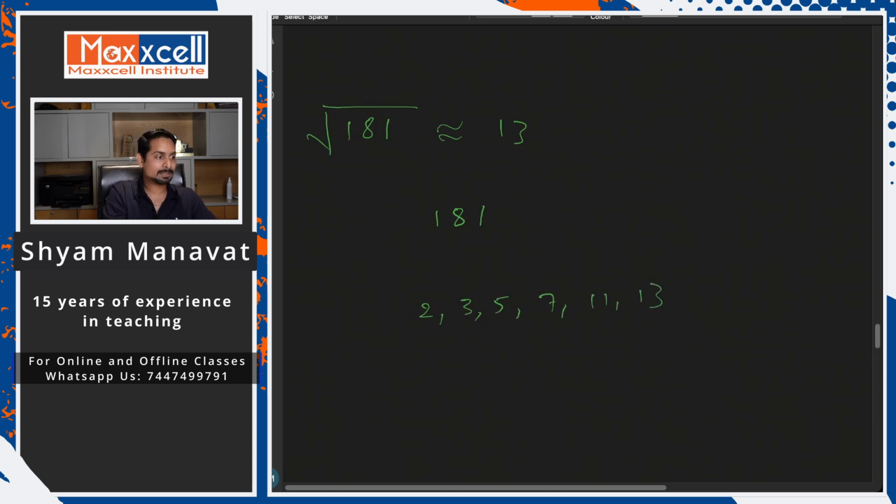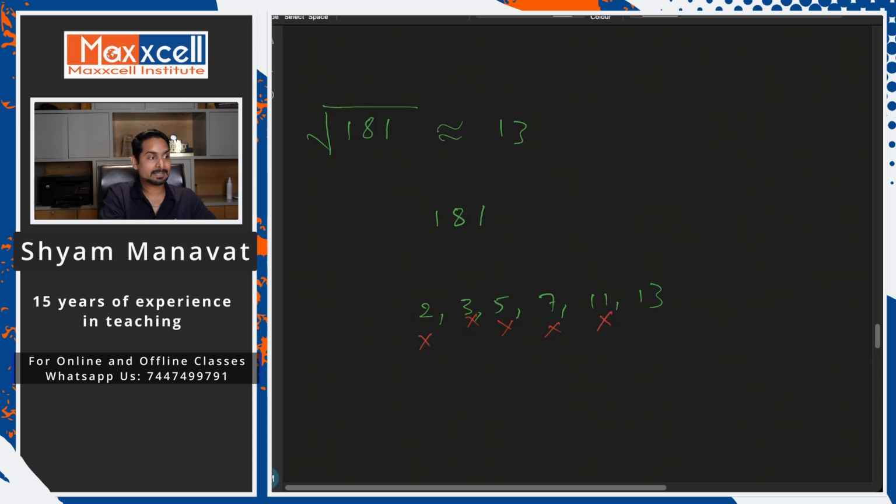Is it divisible by 2? No, it's not an even number. Is it divisible by 3? No. 5? No. 7 twos are 14, and then you get what? 41 here. So 41 is not in table of 7. So that's no. Then 11 ones are 11. You get 7 here. So 71. Is 71 in table of 11? No. So that's also not.